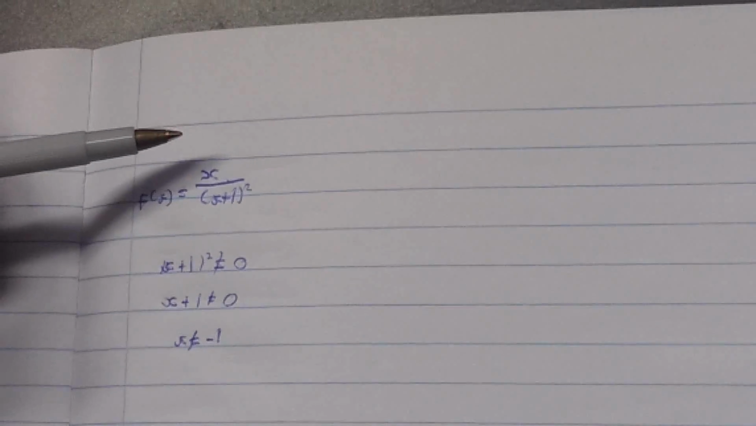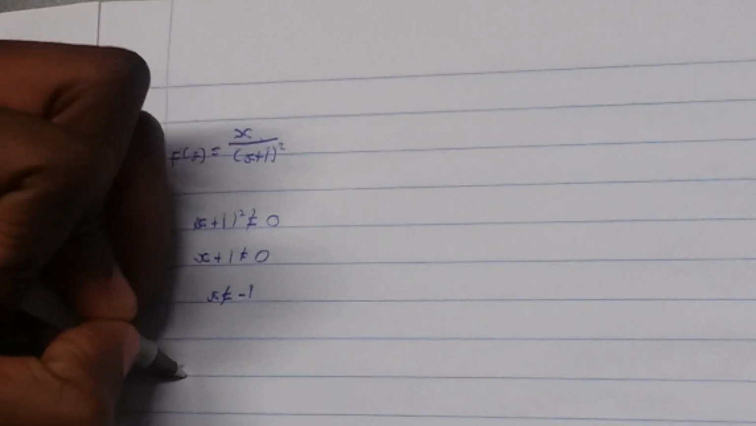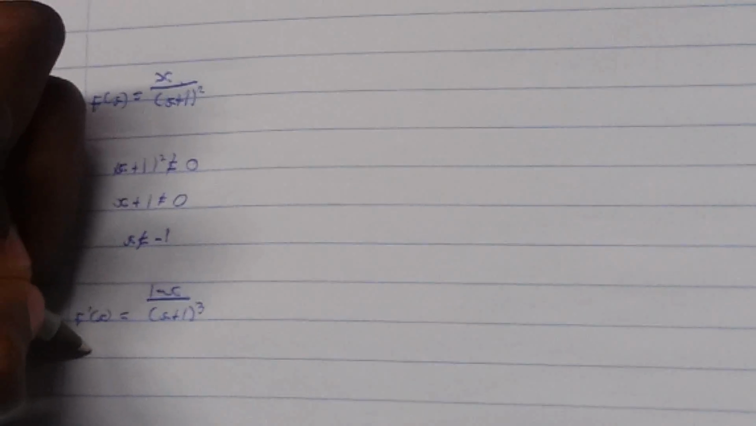Seeing as how the top only contains the 1 degree polynomial, we're only going to find the maximum value. So the derivative for this is 1 minus x over x plus 1 to the power 3. In order to find the minimum and maximum value, we simply equate this to 0, and then solve from there.